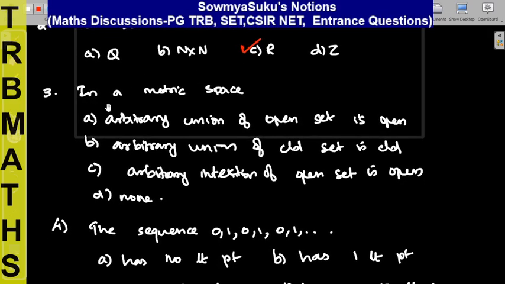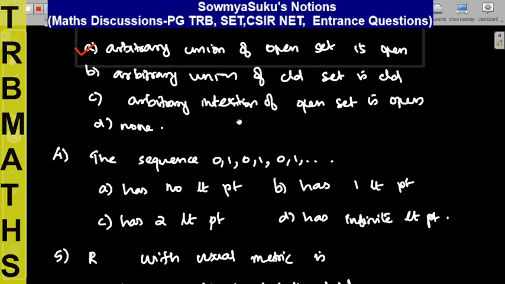Now the third one. In a metric space, arbitrary union of open sets is open, arbitrary union of closed sets is closed, arbitrary intersection of open sets is open. So the first option is right: arbitrary union of open sets is open.